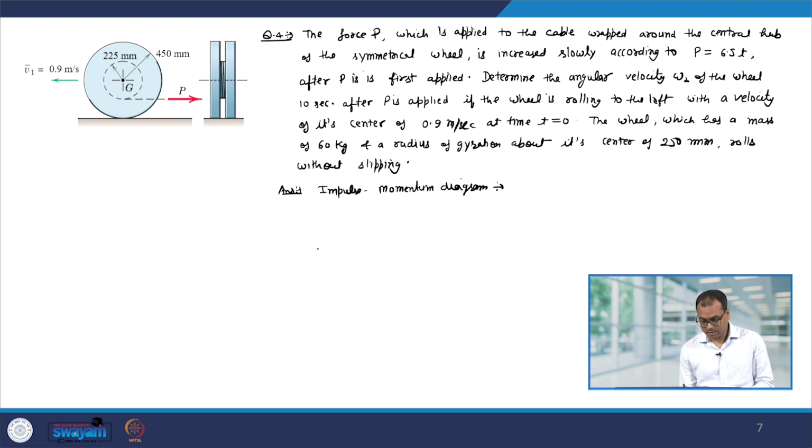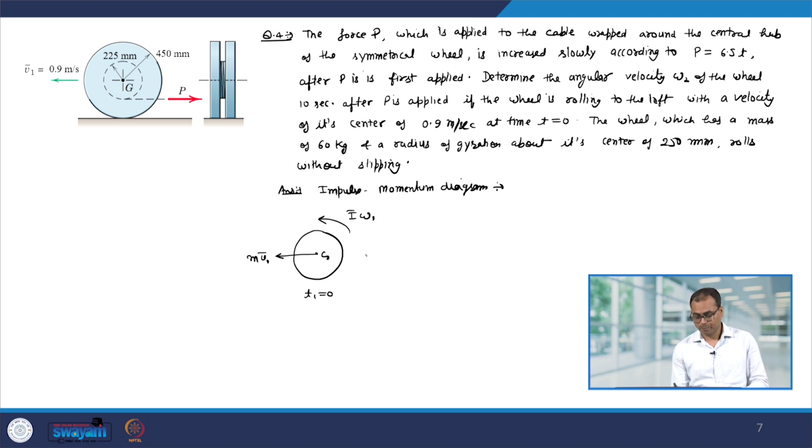So, initially we have this wheel which is moving with a linear momentum of m v1 and this wheel is also rotating. Therefore, there will be an angular momentum which is equal to I bar omega 1. This is the situation at time t1 equal to 0. Then let us look at the linear and angular impulse which are acting on it.